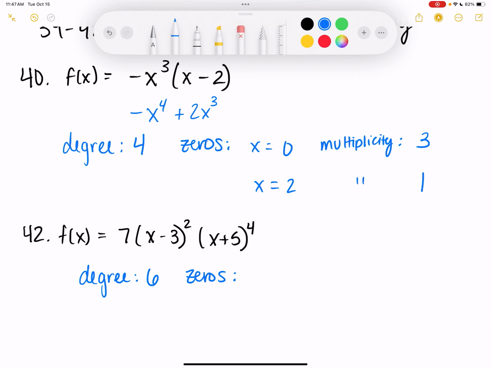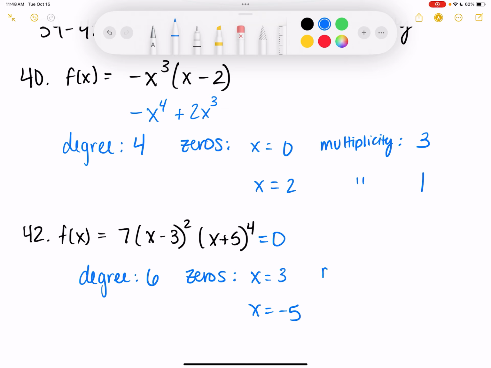The zeros, what are my zeros of this? 3 and negative 5. What about the 7 out here? To find the zeros, I set this whole thing equal to 0. What happens with that 7? Might be a trick question, people. It just disappears, right? 0 divided by 7 is 0. It's just gone. I don't have to worry about it.